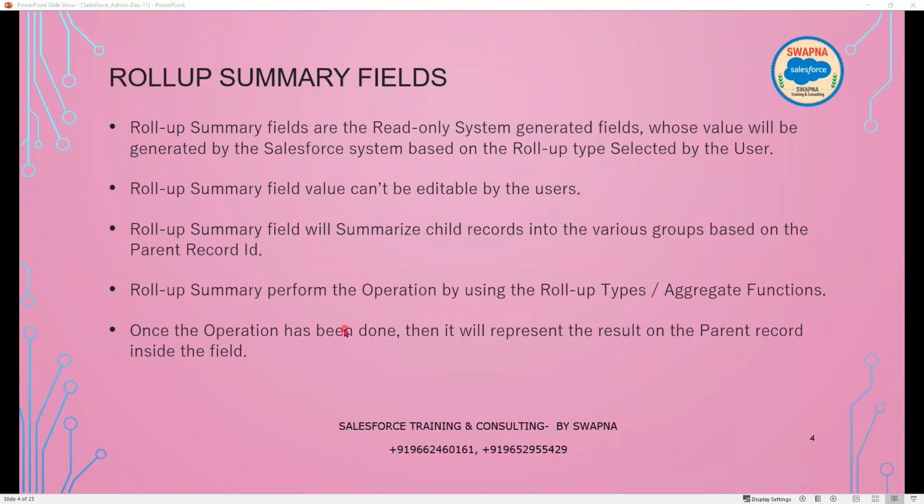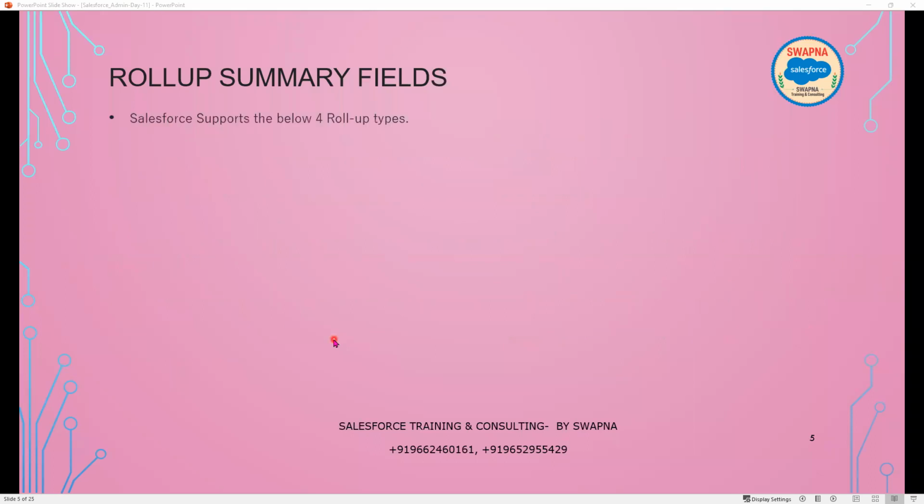In the rollup summary field, there are 4 types of rollup types. The first one is count. Count is nothing but it will count the number of records. So we have count, sum, minimum, max. Count will count the number of records that exist in the group.